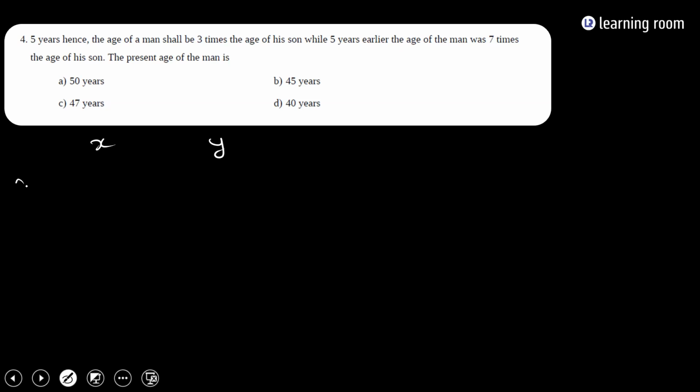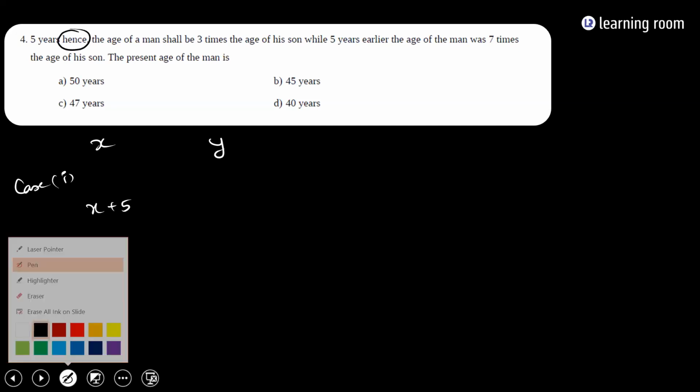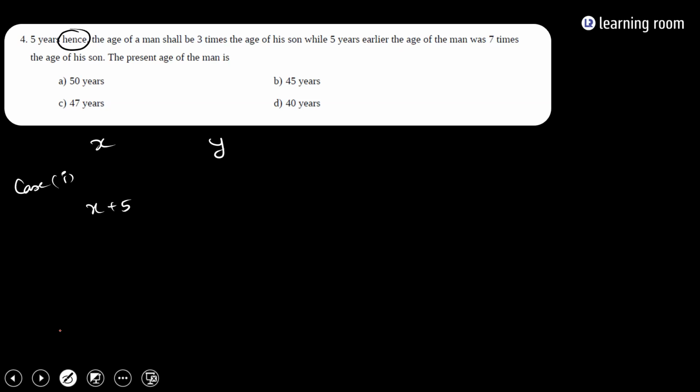So x plus 5 is equal to 3 of y plus 5. I know that you people know to frame it. I just wanted to explain for my satisfaction. I wanted to explain the grammar of mathematics. Five years hence means to this x you're adding 5. The age of man shall be equal to 3 times, 3 times means bracket, the age of his son means y.